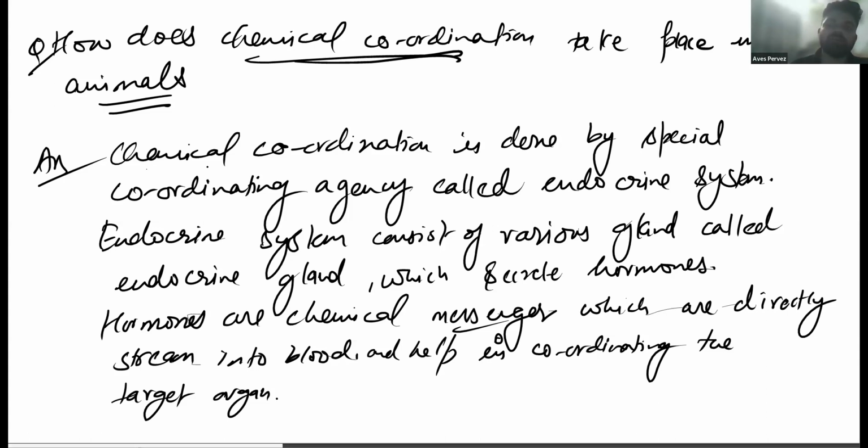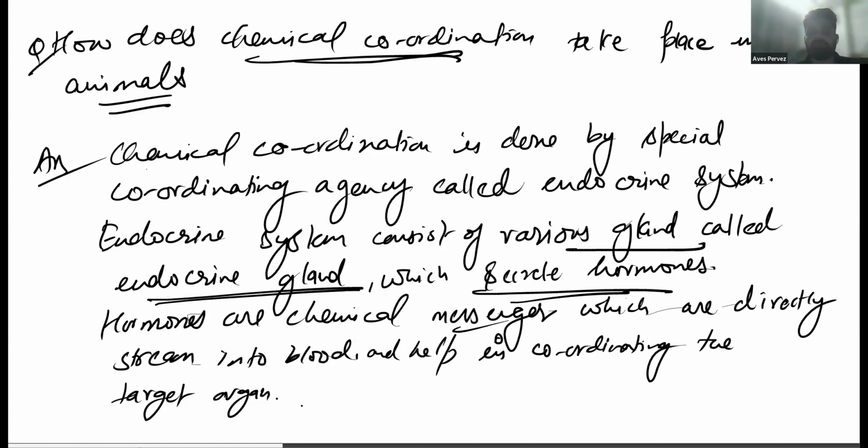So here, chemical coordination is done by a special coordinating agency called the endocrine system. The endocrine system consists of various glands called endocrine glands, which secrete hormones. And hormones are chemical messengers which are directly released into the blood and help in coordinating the target organ. When you're done, please let me know when you're done till here.